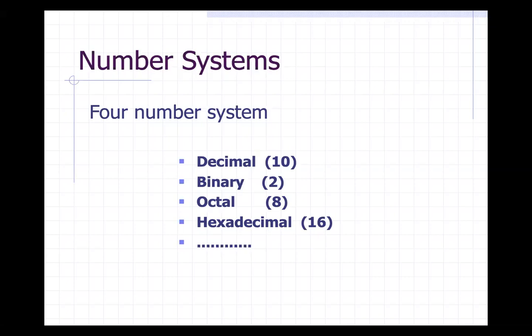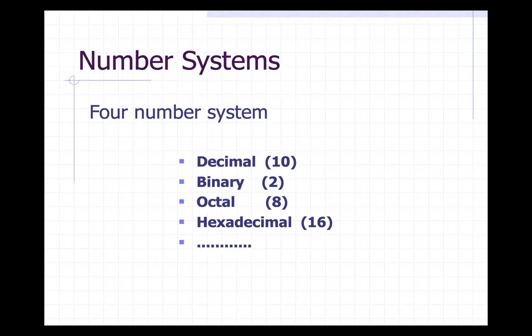So the 16 single digits means 0 to 9, finish 0 to 9, total 10, then A, B, C, D, E, and F. Clear? So A, B, C, D, E, F, this total 6, and another 0 to 9, total 16. So now A means 10 in hexadecimal. B means 11, C means 12, 13, 14, and 15. So 0 to 15 means total 16 digits. This is the hexadecimal digit. Clear?